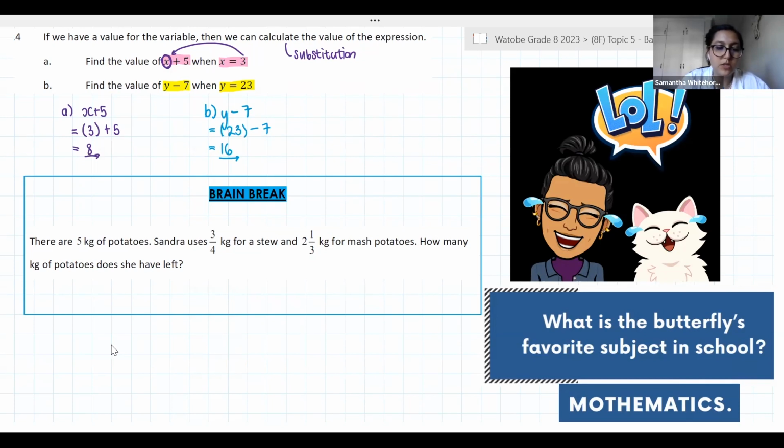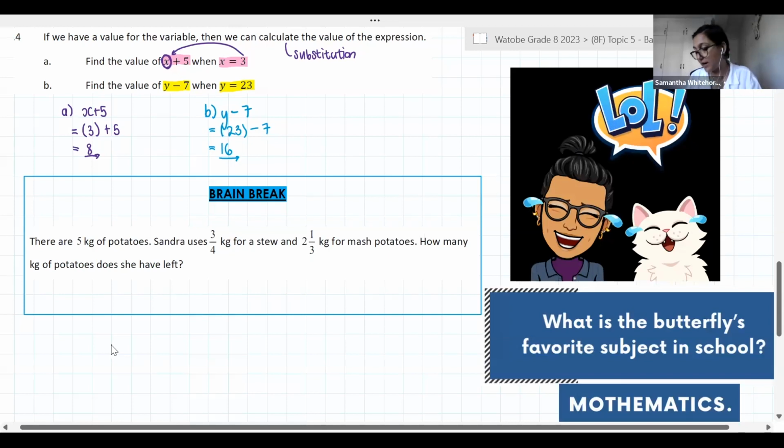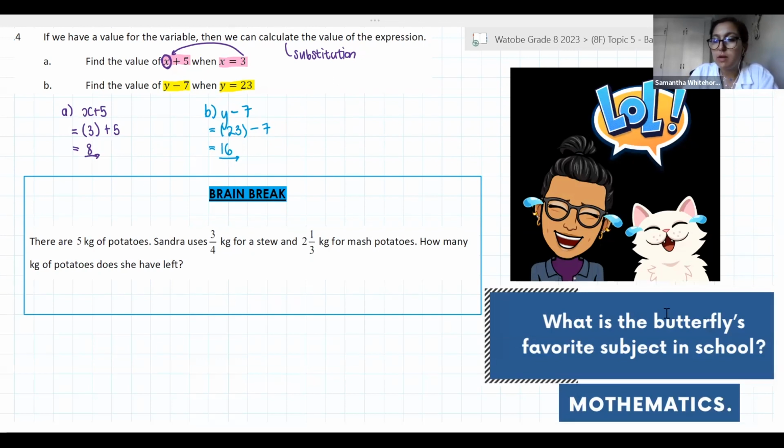And think about all of the important things when we are using fractions. If we're adding or subtracting fractions, we need an LCD. If we're multiplying or dividing fractions, we might need to do tip and times, or we might need to do KFC. So just remember all of those things as you're trying this question for me.